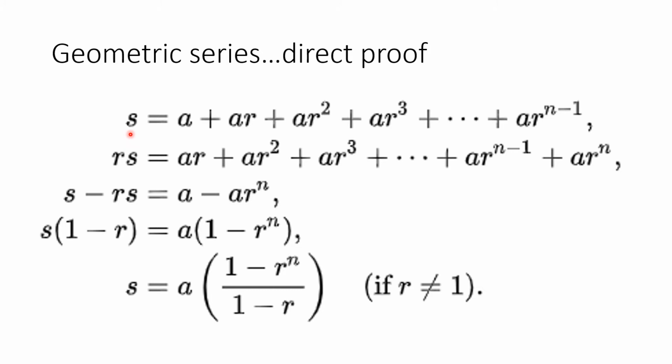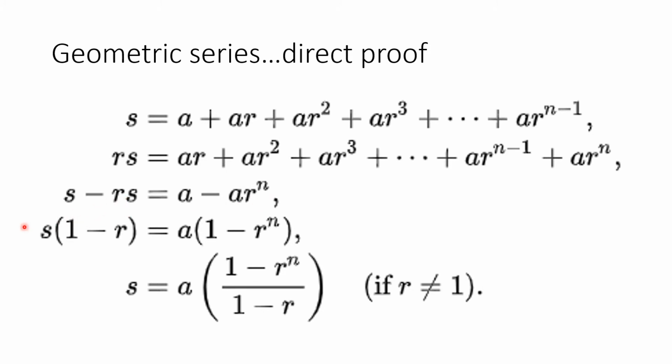Here's a direct proof. If we let S be A plus AR plus AR squared plus all the way up to AR^(n-1), which is what we had before, and then we multiply all the way through by R, you see that the power becomes increased by 1. And then if I subtract these two, so I'm taking S minus R times S, many things cancel out. The only thing that doesn't cancel out is the first term and the very last one. So it is A minus AR^n.